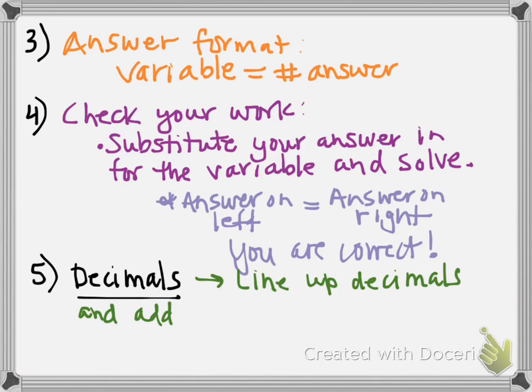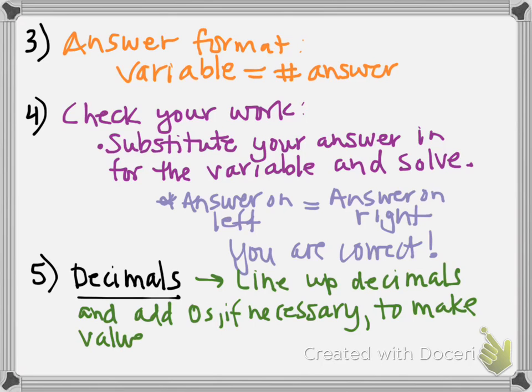add zeros if necessary. It'll come back. Add zeros if necessary to make values the same length. When people don't do this last step, they tend to not subtract correctly, and then they get their answer wrong. So it's really important that you remember this. So you got to line up your decimals, add zeros if necessary to make the values the same length. And again, when you're adding your zeros, you're adding it to the end of the numbers. Okay?